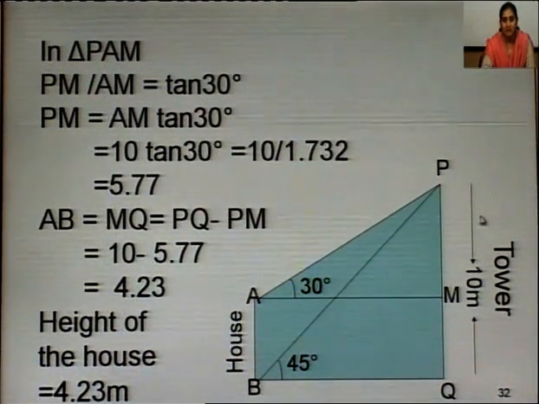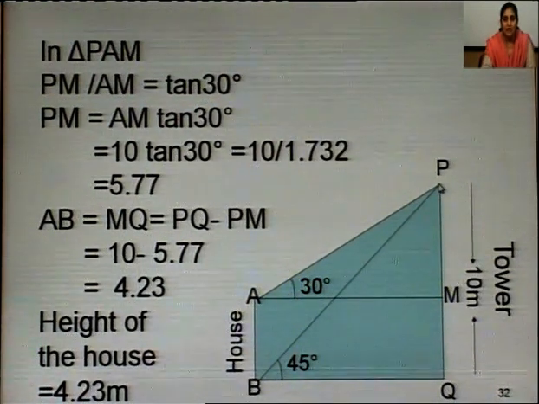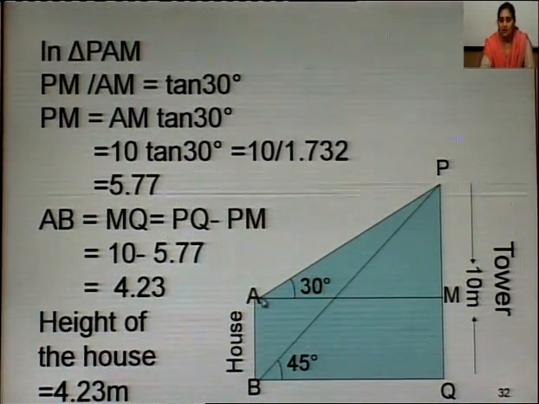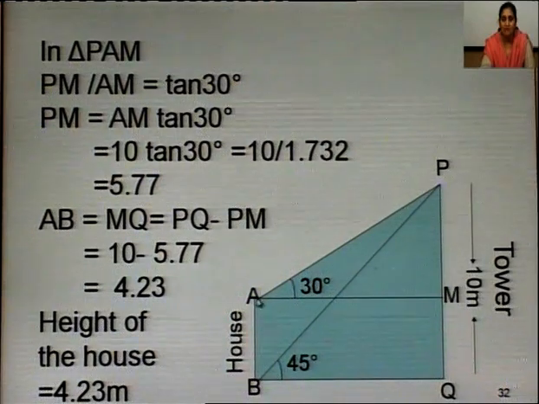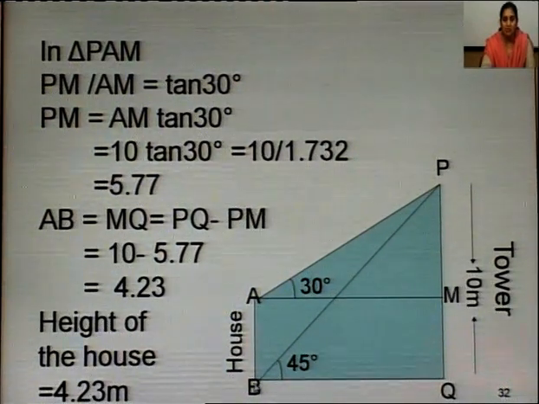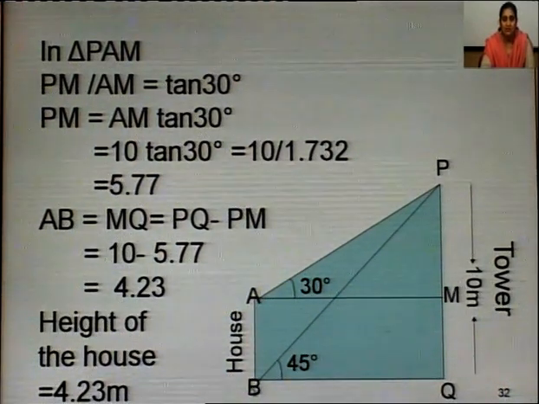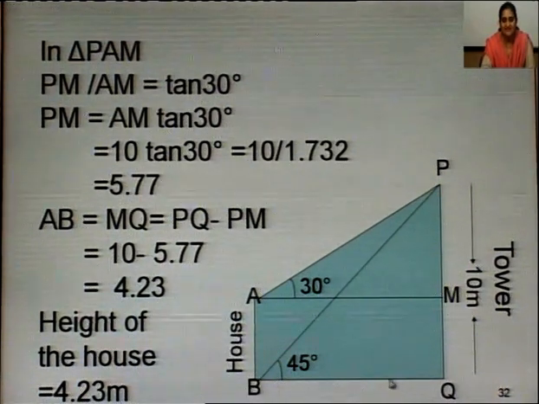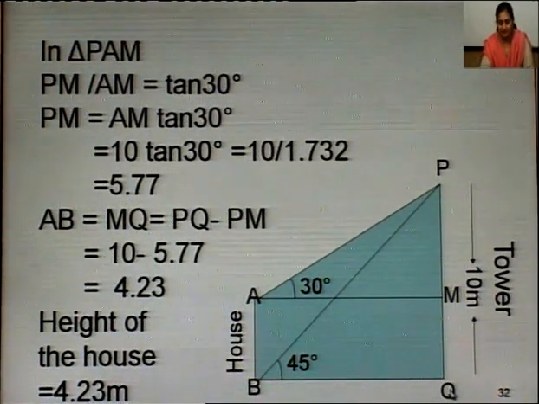So, if from the top of the tower we know the angles of the top of the house as well as the bottom, then we can find the height of the house as well as its distance from the tower.